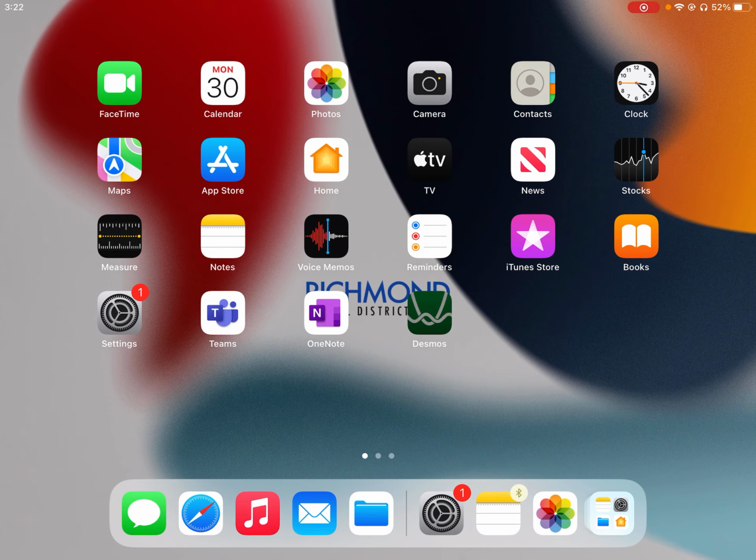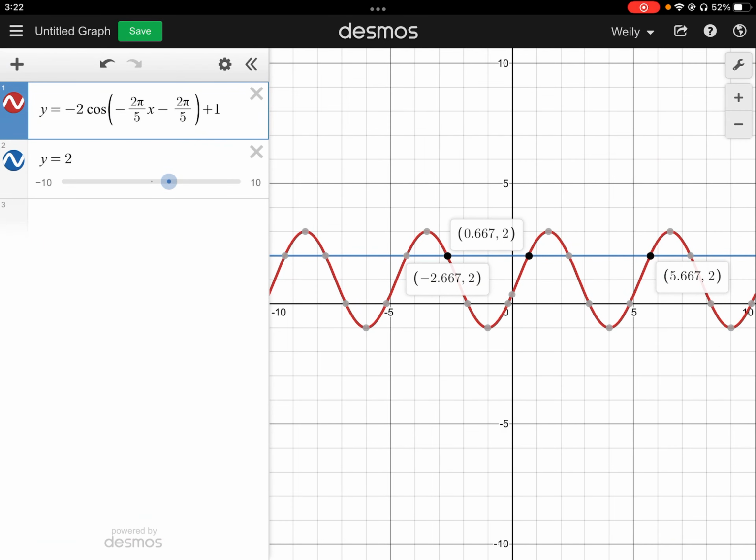If we take a look at our Desmos here, let me get rid of some of these. Those are my two primary solutions. Although they're in different periods, those are my two primary solutions, and everything else is just a repetition.